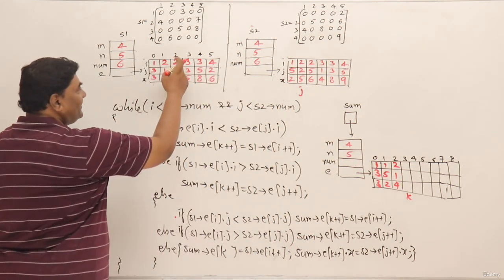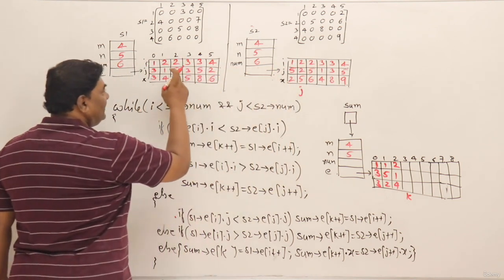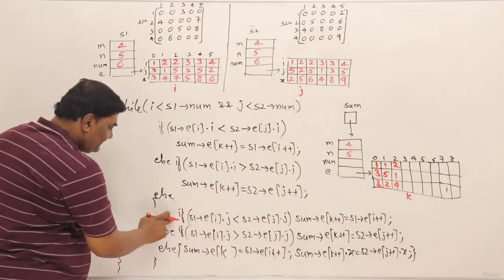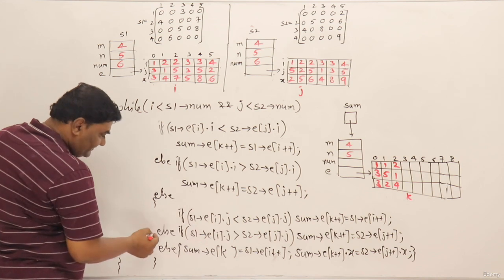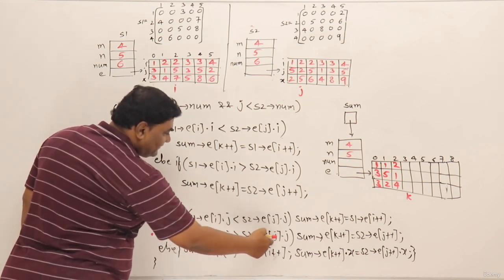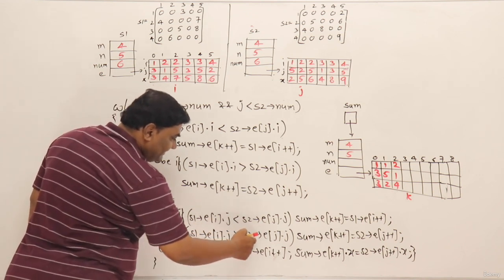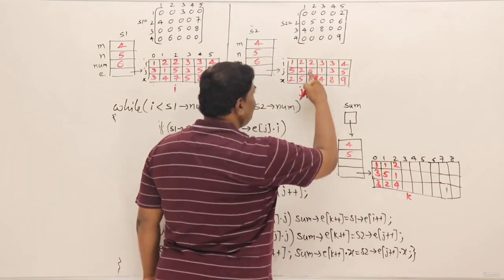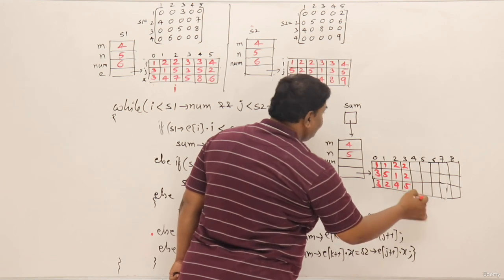Now this time the row numbers 2 and 2 are the same. But for the column number, this is greater, this is smaller. Row numbers are the same, so it will go into the else part. But the column number of S1 is greater than the column number of S2, so it will enter into this else part. So S2 will be copied. So 2, 2, 5 is copied and K is incremented.